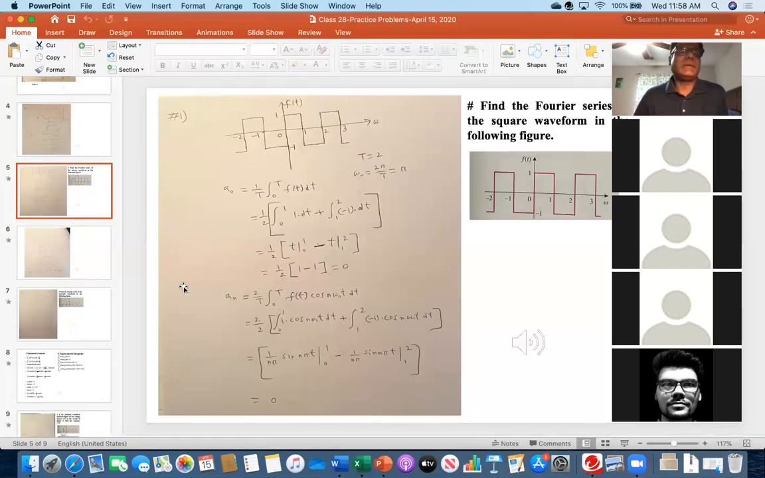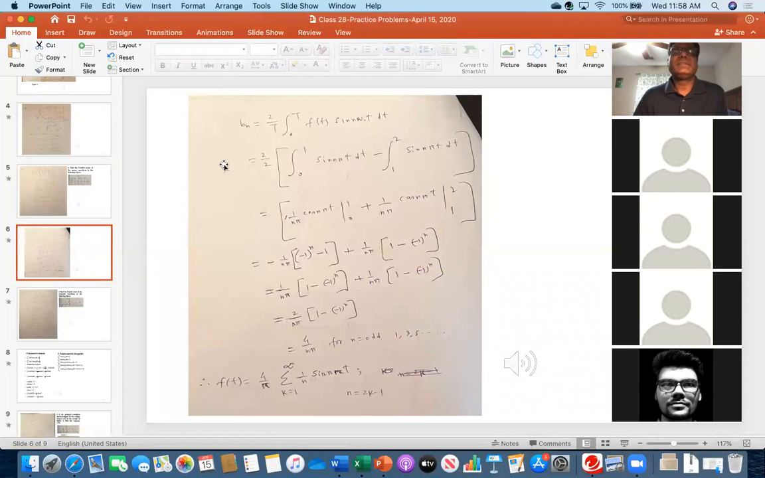Now see what happens with the bn. So here is that bn calculation. Again, this is the general equation, but in this case it is sine. So again, I am calculating between 0 to 1 and 1 to 2. But in this case, because there is sine, you will be getting cosine. And now if you plug in those limits 1, 0, 2, 1, those will not be 0. You will be getting those values after applying those trigonometric identities. Finally, the last line is 2 over n pi, 1 minus (-1) to the power n.